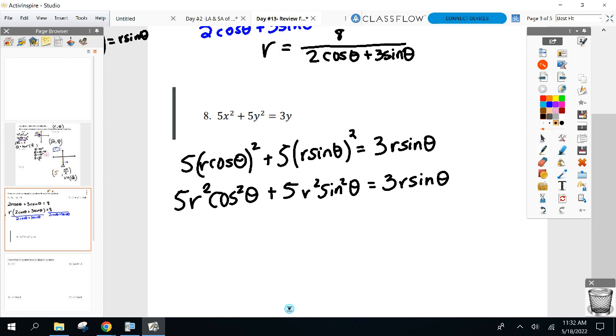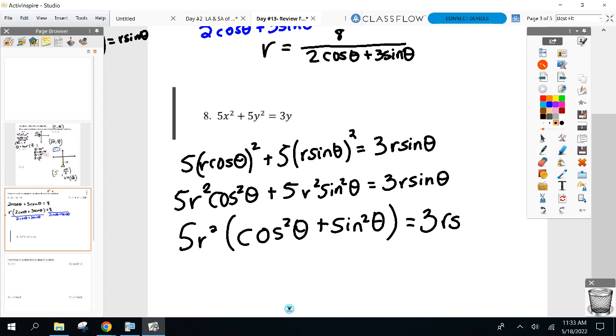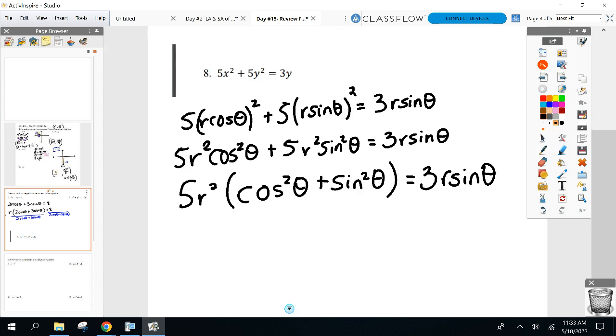There you go. Good. Not just r squared, but 5r squared. They both have 5s and they both have r squareds. Take them out. 5r squared. What's left now? Cosine squared plus sine squared. Everyone all right with the factoring piece?